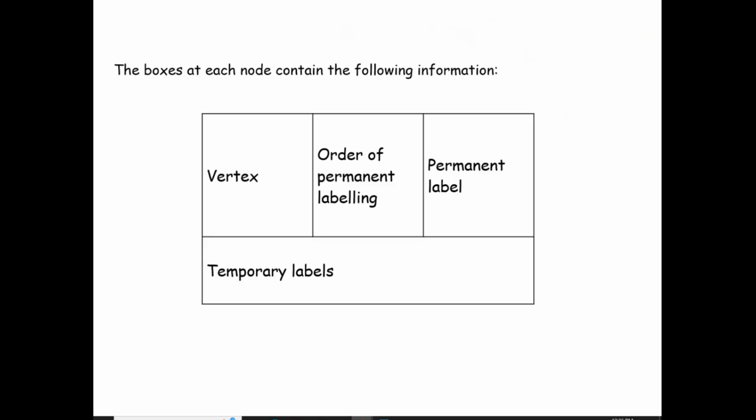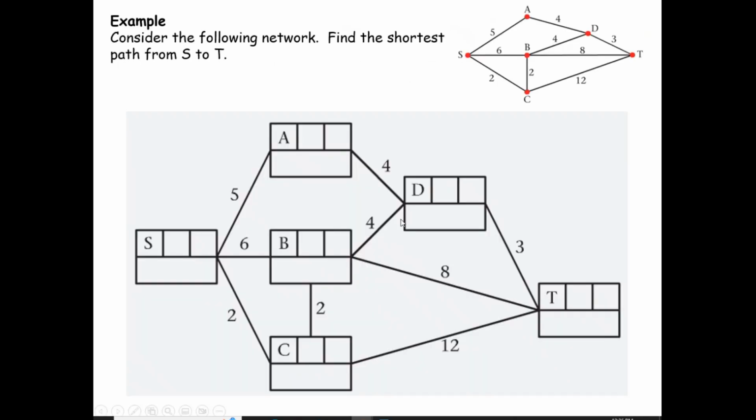So your top left box will have a letter in, that's what vertex is. Then along the top, you'll have an order of permanent labelings. This is the order that you have added this into your algorithm. A permanent label is the shortest distance of your node to the start node. And along the bottom, we'll call these temporary labels or working values. These need to be put in the correct order, the correct values as you go along. But these are the important part of the algorithm.